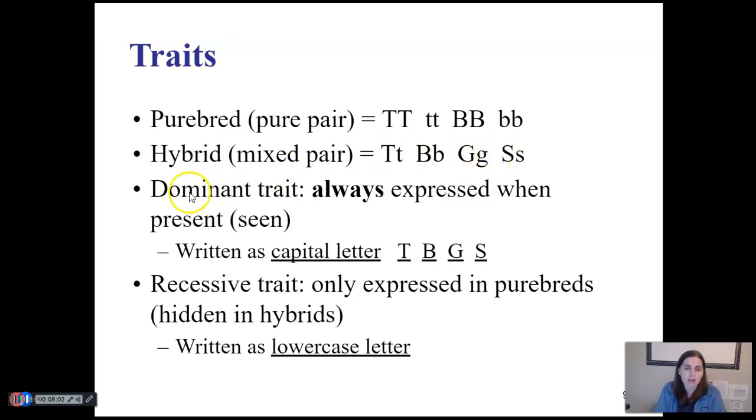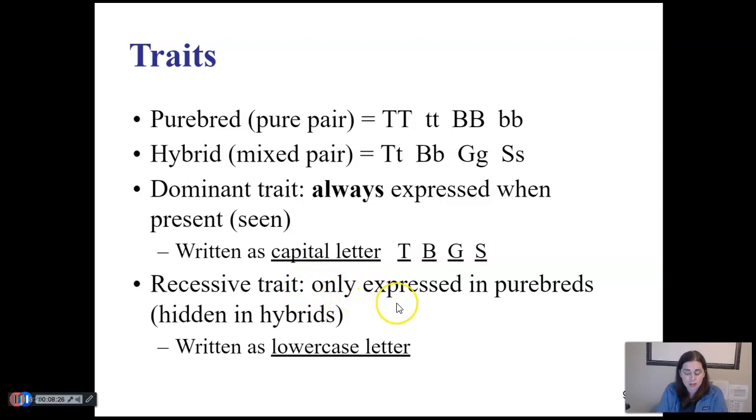All right. A dominant trait is always going to be expressed when it is present, meaning when it's seen. So that is our capital letter. We always write dominant traits as our capital letter. That's the way we know that it's dominant, okay? So there's some examples. So up here, of the mixed ones, the first letter is your capital letter. That's your dominant trait, okay?